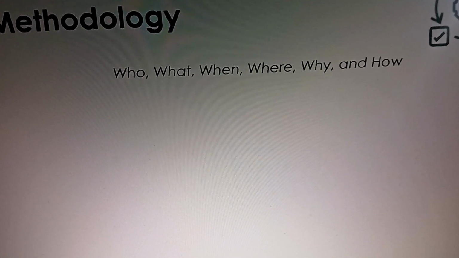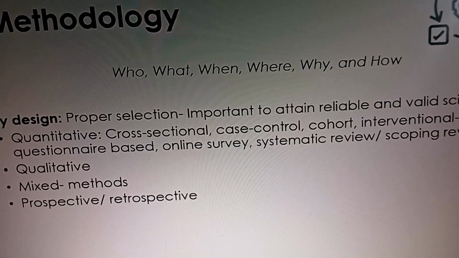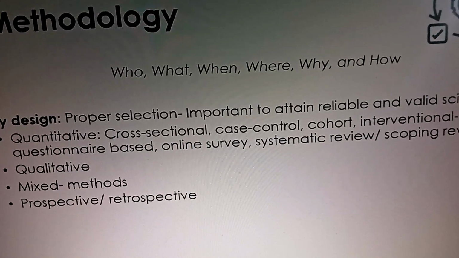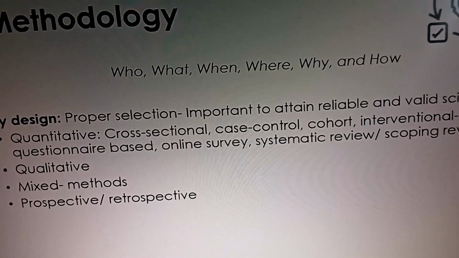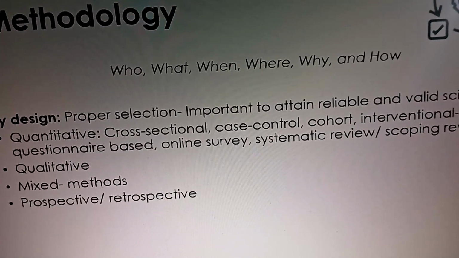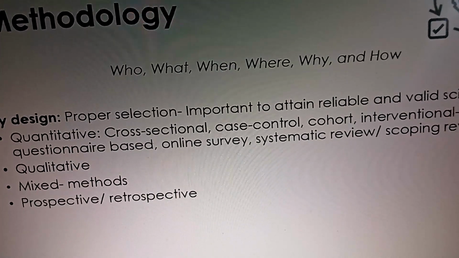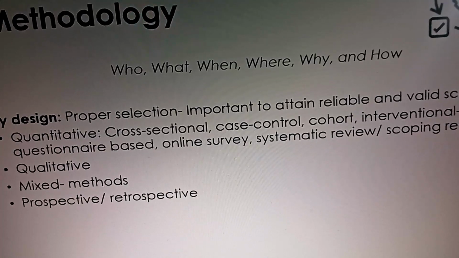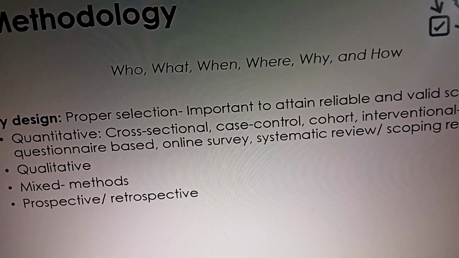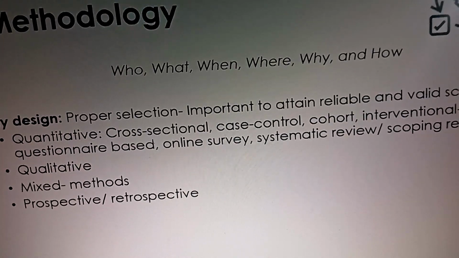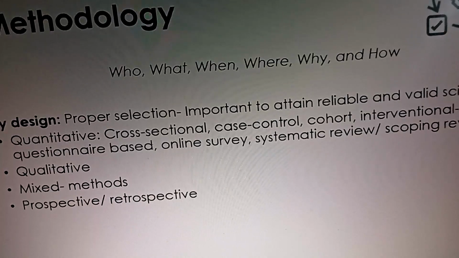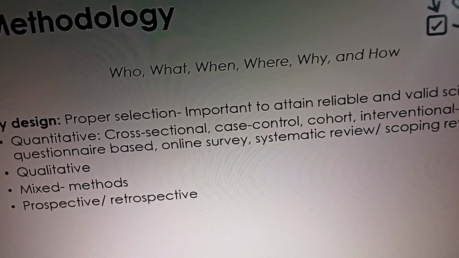What is the study design you want to use? You should have a proper selection of it to have reliable and valid scientific results. You cannot say, I want to do qualitative and quantitative together when there is no need for that. So you should be very specific. You should discuss with your peers and faculty members, or look at the previous literature to see what they have done, whether it is cross-sectional, case control, or cohort.